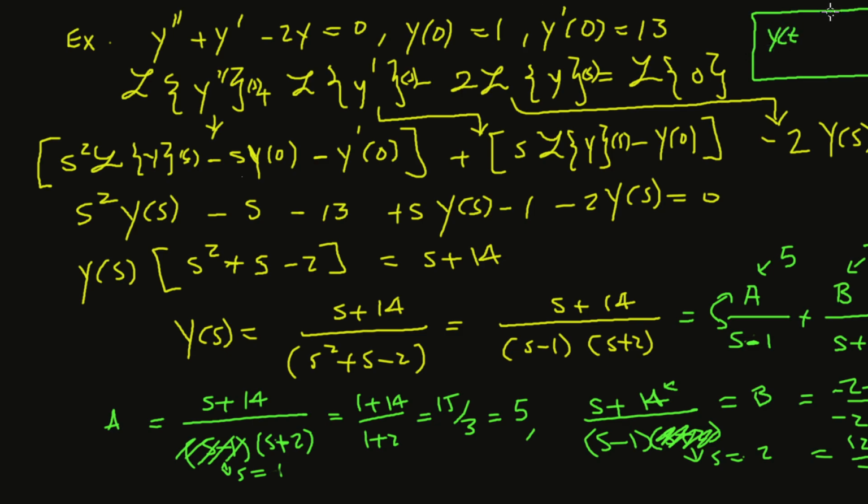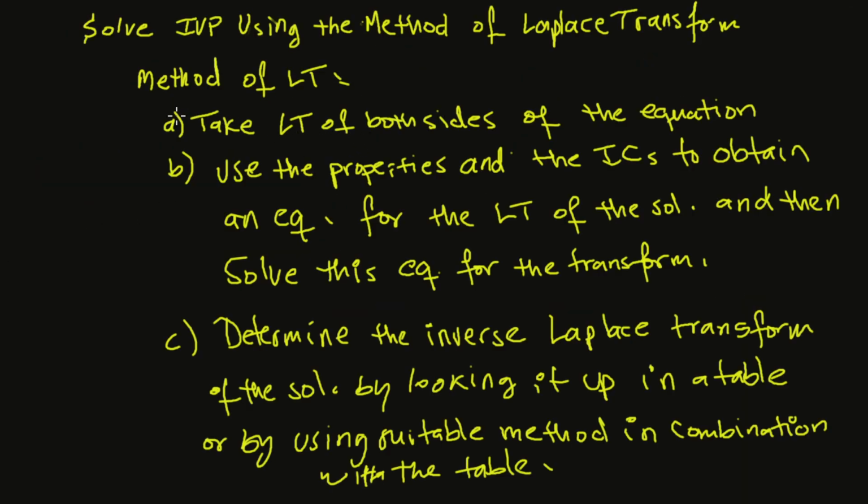Not yet in T, just in S. Y of S is 5 over S minus 1 minus 4 over S plus 2. Okay, so let's go back to the method and talk about this.